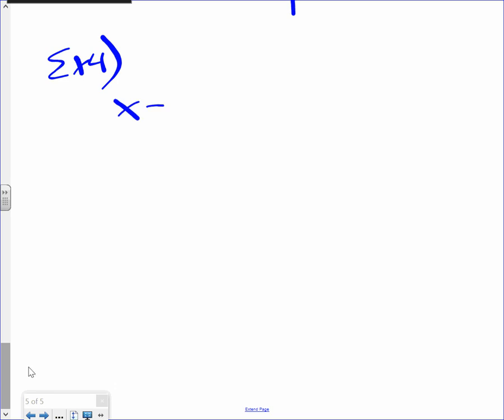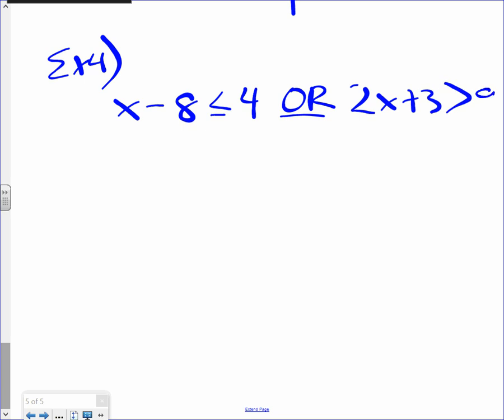x minus 8 is less than or equal to 4. Or, look at this, we worked on this yesterday. Look at yesterday's note, the video I posted if you're absent. This is going to be on the test. Or 2x plus 3 is greater than 9. We got a compound inequality, ladies and gentlemen.